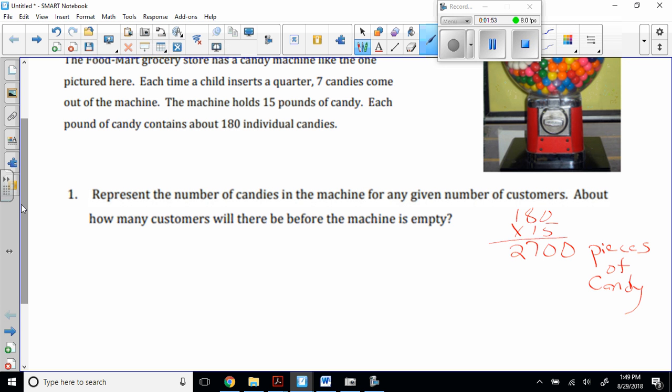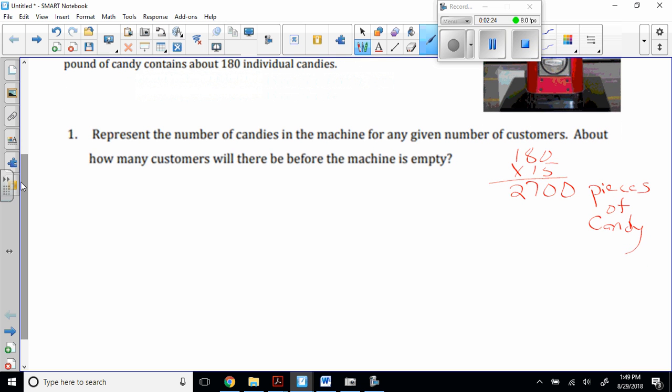Divide by 7? This said, represent the number of candies in the machine for any given number of customers. Okay, listen, we got to be able to write an explicit sequence, right? Anybody? What's this?